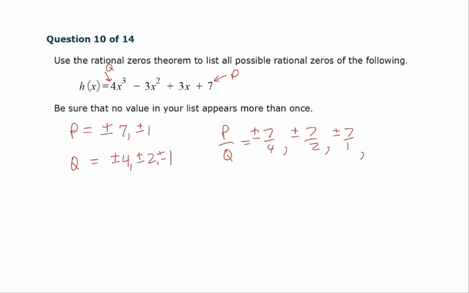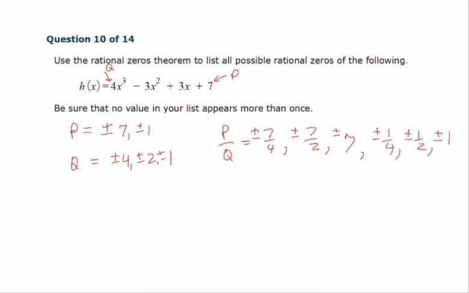The next number on our list is 1. So now we're going to divide 1 by all of the q's. So the first one would be plus or minus 1/4, plus or minus 1/2, and plus or minus 1. Now, I said to reduce, and I didn't. 7 over 1 should be reduced to 7.